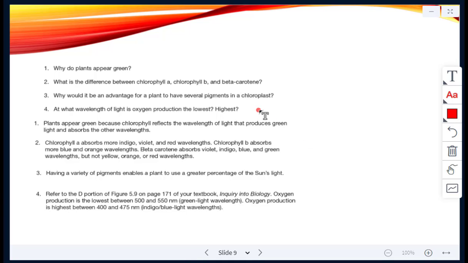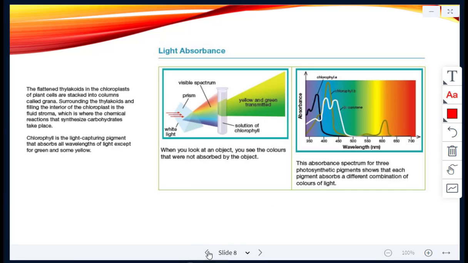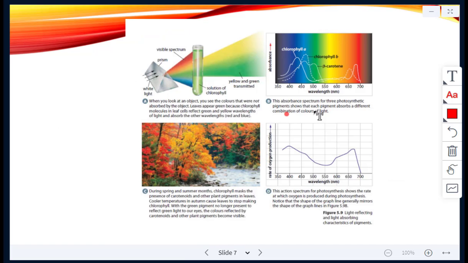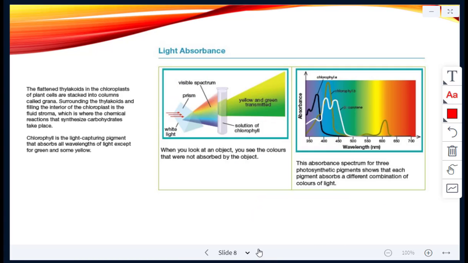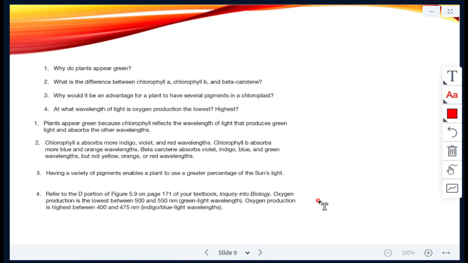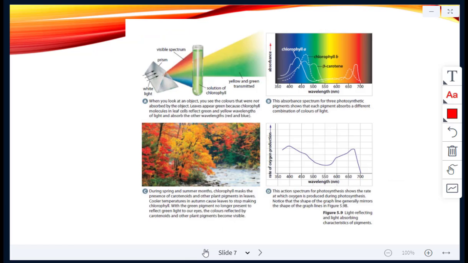Okay, at what wavelength of light is oxygen production the lowest and then the highest? So you've got to look again at this diagram here, diagram D, and we can see that oxygen production was the lowest between 500 and 550 nanometers, or green light wavelength, and oxygen production is highest between 400 and 475 nanometers, which is the indigo blue light wavelengths. All right, so again, you can see that in this graph.